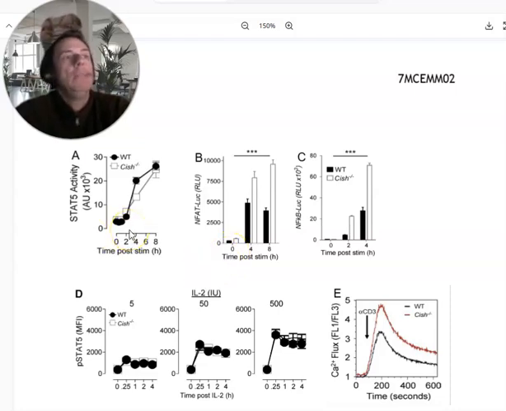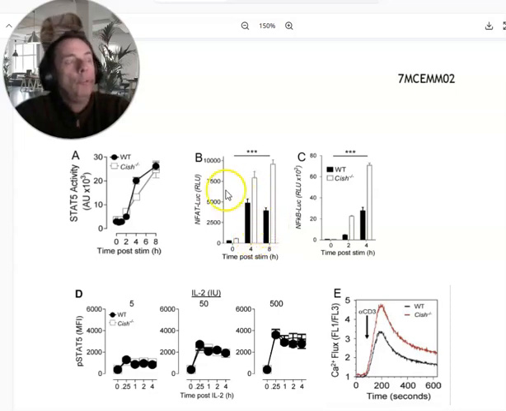Starting with panels A, B and C, we see reporter assays measuring transcriptional activities downstream of key pathways after TCR stimulation by anti-CD3. Look at panel A first. STAT5 activity, which is mostly driven by cytokine signaling, shows no significant difference between Cish knockout and wild type CD8 positive T cells. This indicates that Cish deletion does not alter STAT5 signaling downstream of the TCR.